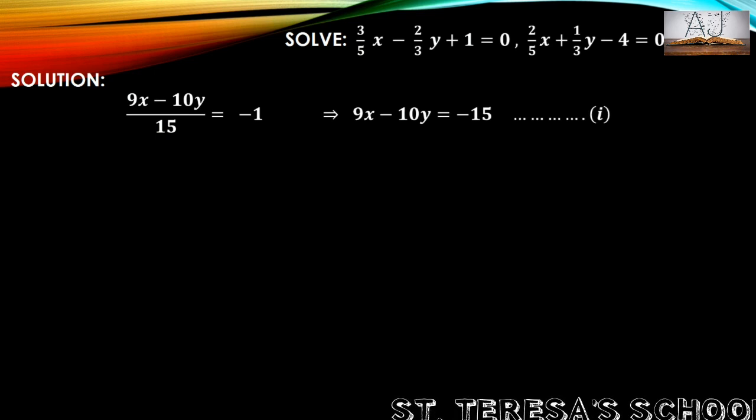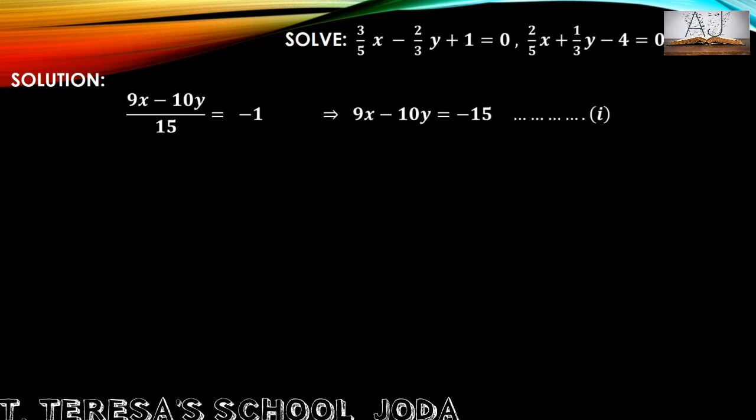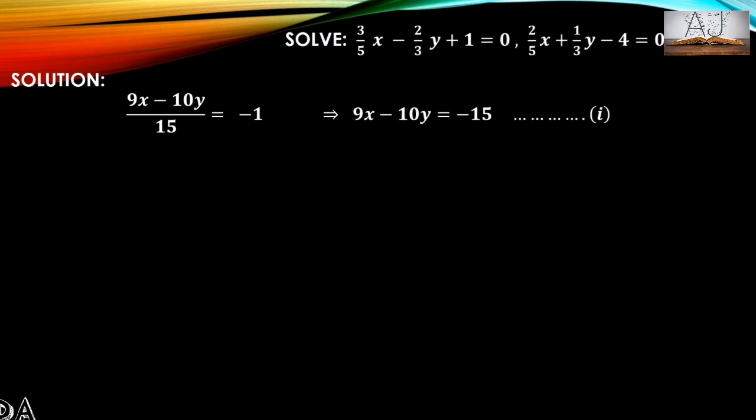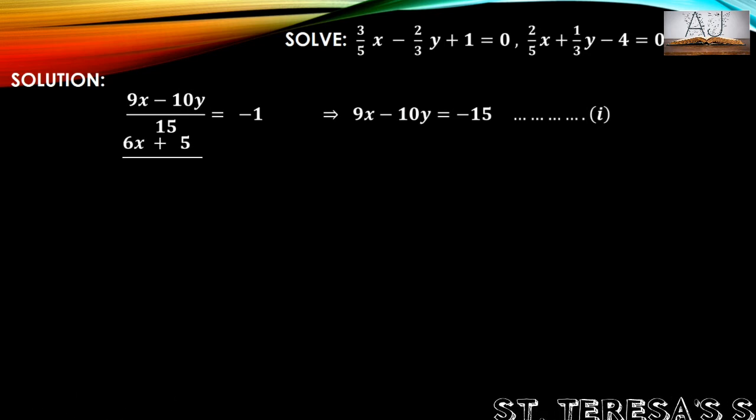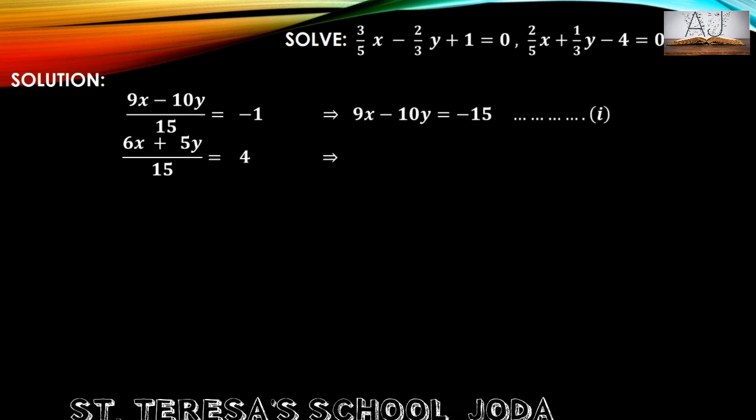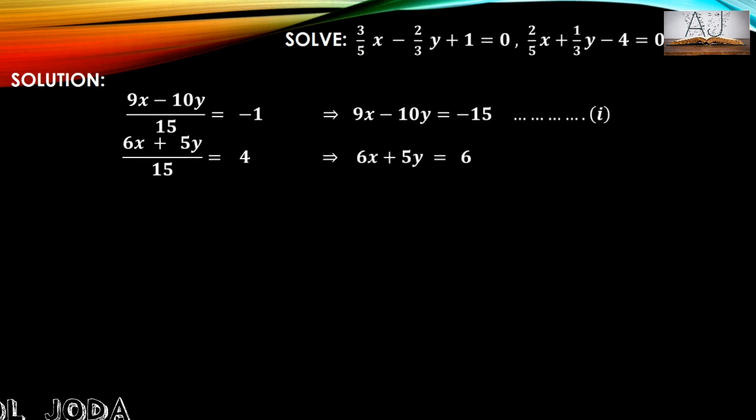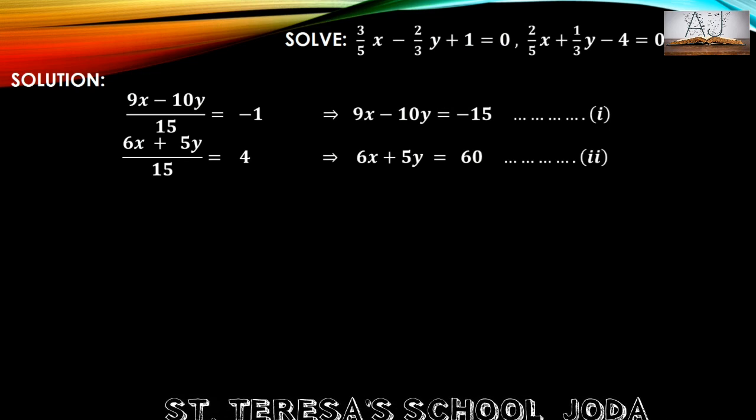Now in the same way we have to find the LCM of the second equation as well. LCM of 5 and 3 is 15 in the second equation also. So this becomes (6x plus 5y) whole by 15 equals 4. 15 into 4 is 60. So 6x plus 5y equals 60.